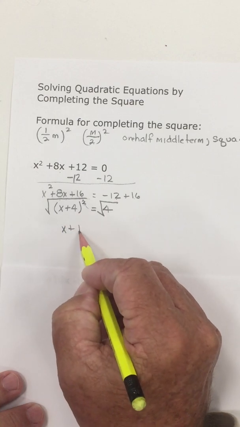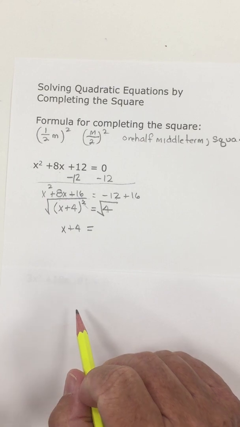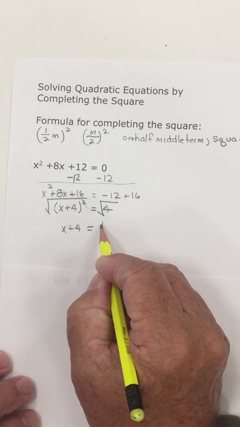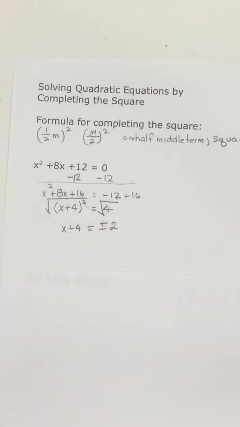So we have x plus 4 equals the square root of 4. Be very careful here. You might say 2, but you're half right. Remember, it's plus or minus 2. You have to do plus or minus 2, because a negative 2 times a negative 2 is still 4, and 2 times 2 is 4. So it could be positive or negative 2.